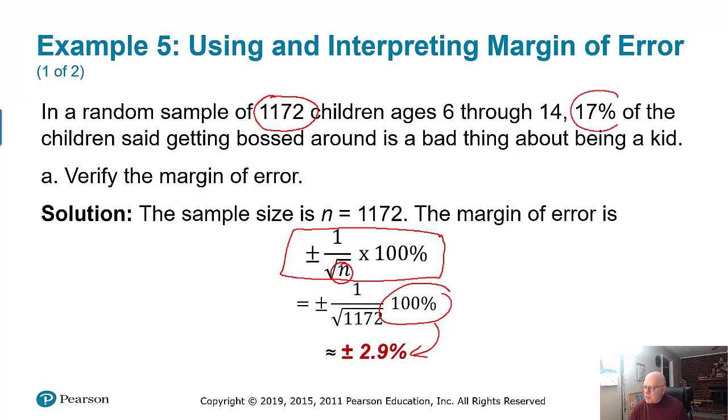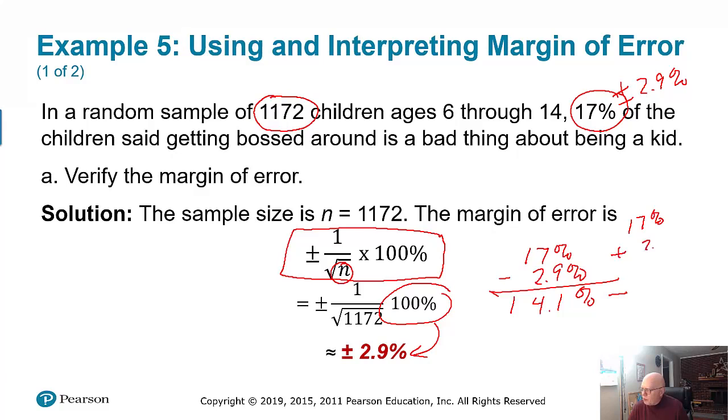So the 17% is correct, plus or minus 2.9%. So if you take that 17 and subtract the 2.9, then we'll have 14.1. So the real number is between 14.1 and, let's do this again, 17% plus the 2.9%, and that gives you 19.9%. Now we're telling people that 17% of those children say this, and that's sort of accurate, but you should have a range.